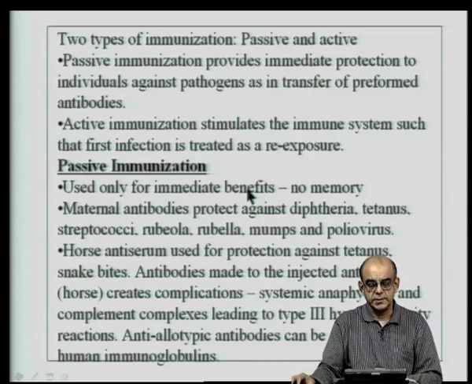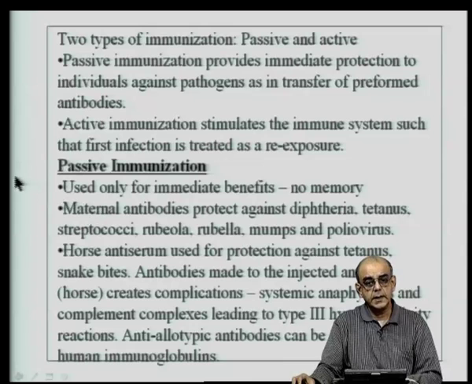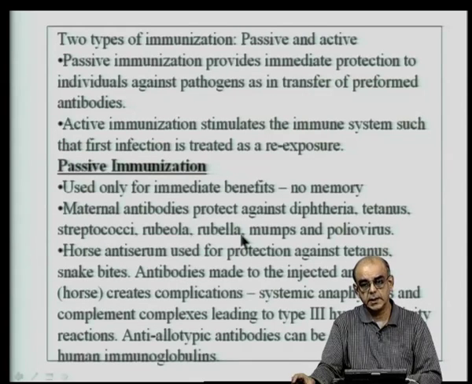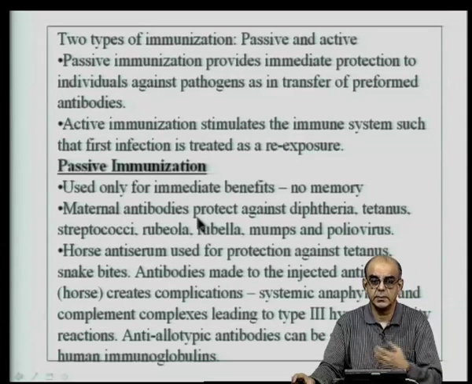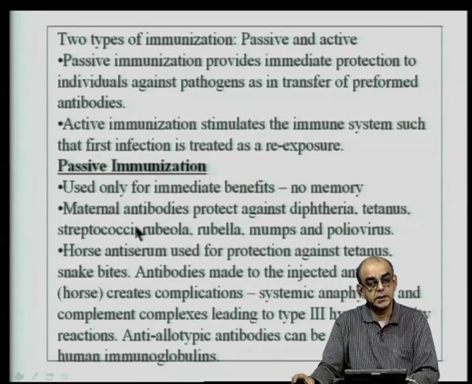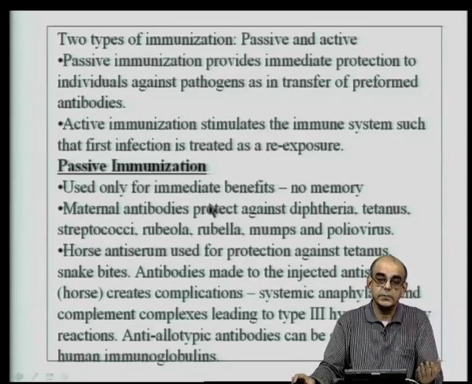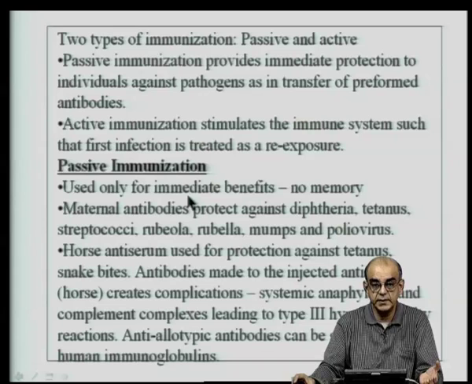Another example of passive immunization is maternal antibodies. Maternal antibodies are protective in the womb, such as maternal IgG that can cross the placenta and protect the fetus from various kinds of infections coming from the maternal bloodstream. It also has to do with the transfer of antibodies through the maternal milk during breastfeeding. Many of these antibodies in newborn infants are actually transferred through maternal milk, and these are protective antibodies that protect infants against a variety of infections. Such maternal antibodies are protective against diphtheria, tetanus, streptococci, rubeola, rubella, mumps and polio virus.